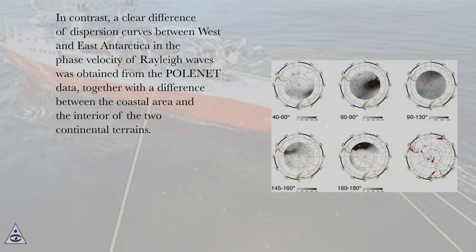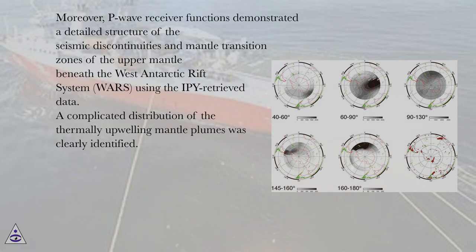In contrast, a clear difference of dispersion curves between West and East Antarctica in the phase velocity of Rayleigh waves was obtained from the POLENET data, together with a difference between the coastal area and the interior of the two continental terrains. Moreover, P-wave receiver functions demonstrated a detailed structure of the seismic discontinuities and mantle transition zones of the upper mantle beneath the West Antarctic Rift System, WARS, using the POLENET-retrieved data. A complicated distribution of the thermally upwelling mantle plumes was clearly identified.